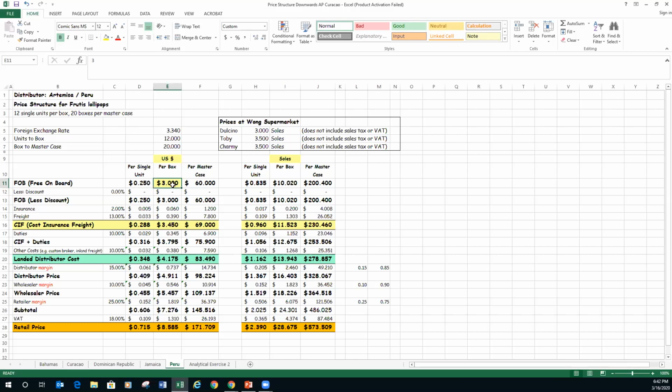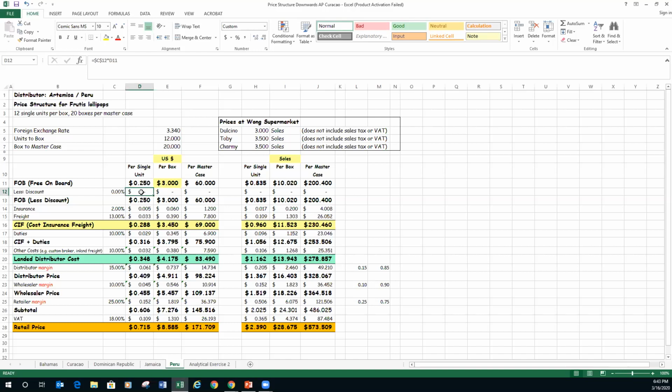You know that in a box you have 12 units. So go ahead and divide that by 12 and you're gonna get 0.25. So you're gonna do E11 divided by E6. Okay, that would be the formula. For the next one, for master case, you would do E11 times 20, which is E11 times E7. And that will give you your first row.